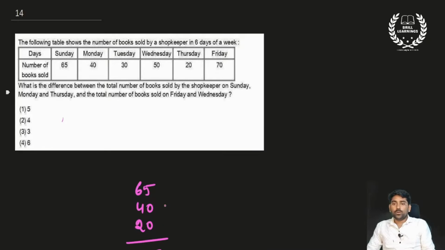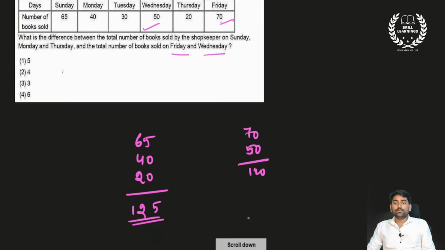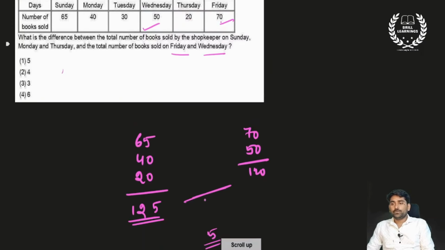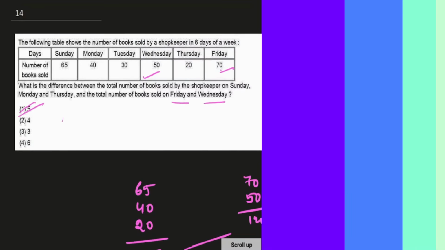And take the total of Friday and Wednesday. Friday we have 70 and Wednesday 50. So 70 and 50, so 120. They are asking about the difference between these two values. Difference is 5. First one is the answer. Let's move to the next question.